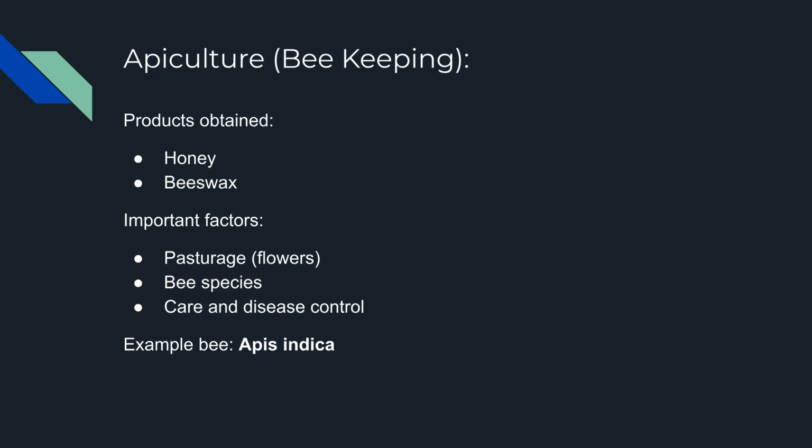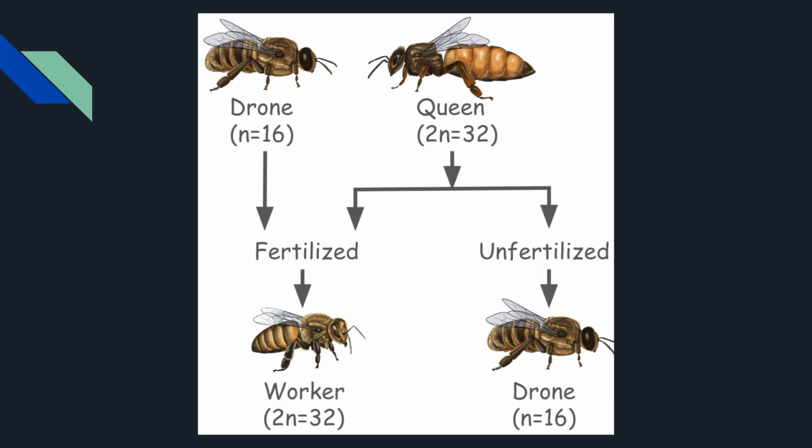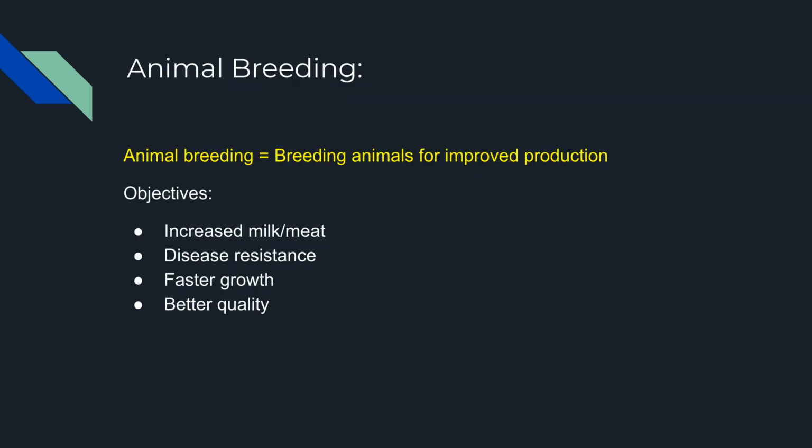Apiculture, or beekeeping, produces honey and beeswax. Important factors for successful apiculture are the availability of pasturage, selection of bee species, and effective care and disease control. Apis indica is an example of a common bee species used. This diagram illustrates the reproductive cycle in honeybees, showing how fertilized eggs develop into workers or queens and unfertilized eggs develop into drones.